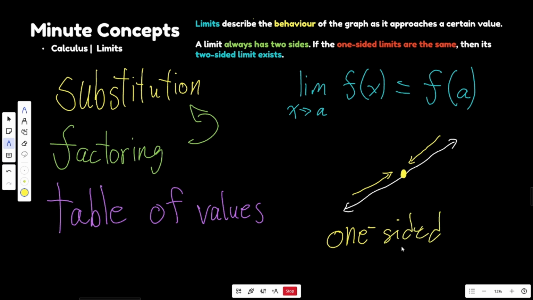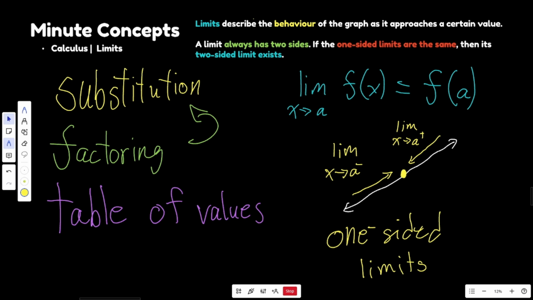One-sided limits are denoted like this. If it's from the left, let's use this again, limit as x approaches a. If it's from the left, we put a minus sign. Now on the right side, if we're going to approach from that side, we're going to be getting the limit as x approaches a from the right side.